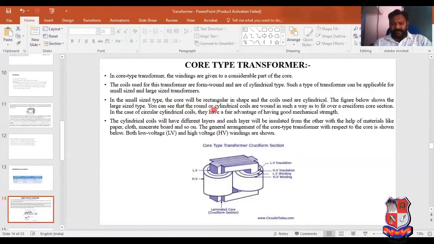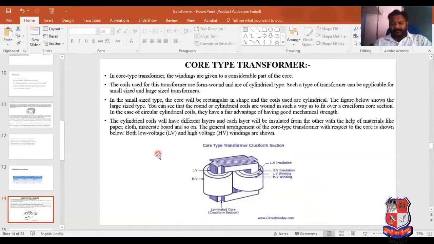You can see that the round or cylindrical coils are wound in such a way as to fit over a circumferential core section. Circular cylindrical coils have the advantage of good mechanical strength. The cylindrical coil will have different layers, and each layer will be insulated from the others with the help of material like paper, cloth, boards and so on.